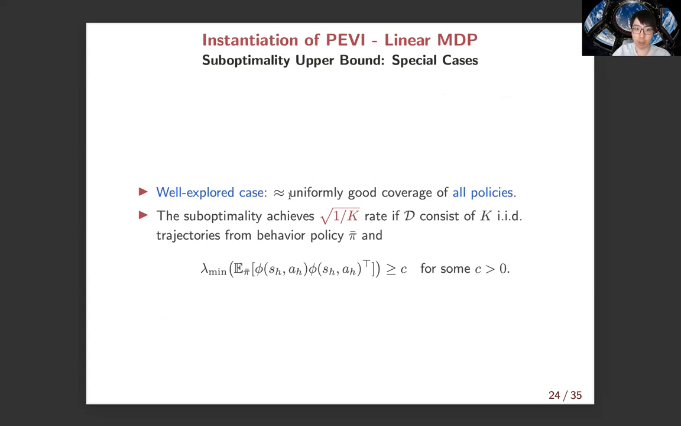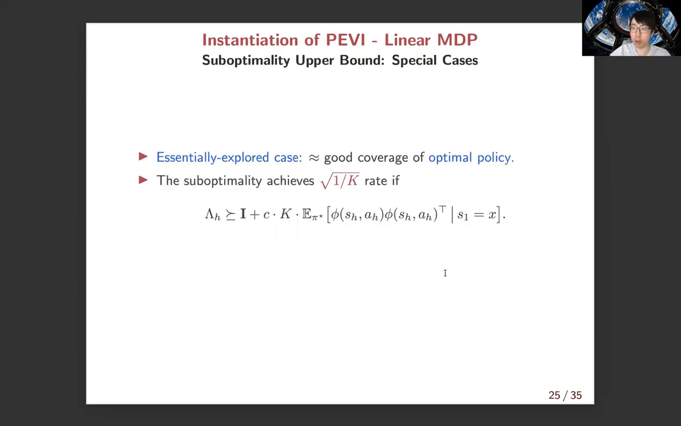For example, if we have a well-explored data set, meaning the data set can uniformly cover all policies, although this is very challenging to achieve in practice, then we can obtain a 1/√K, which is the usual rate of convergence in statistics, if we have IID observations from a certain behavior policy, and we have some kind of minimum eigenvalue condition. But like we mentioned, it's really hard to collect such a data set.